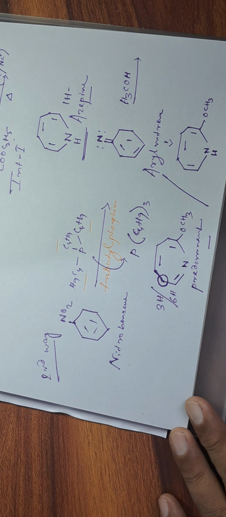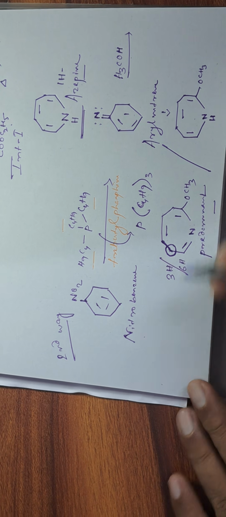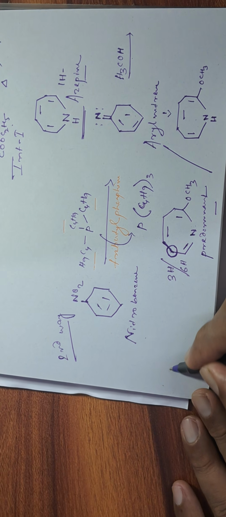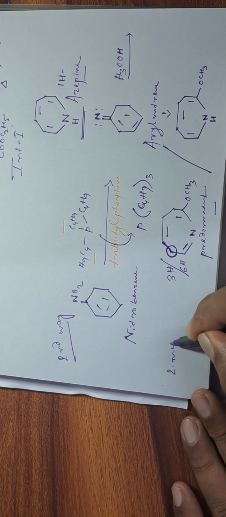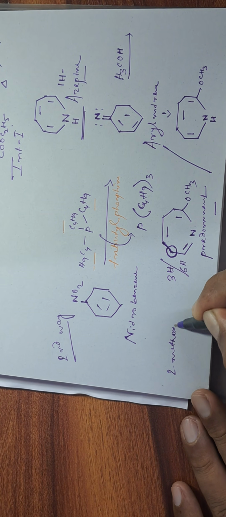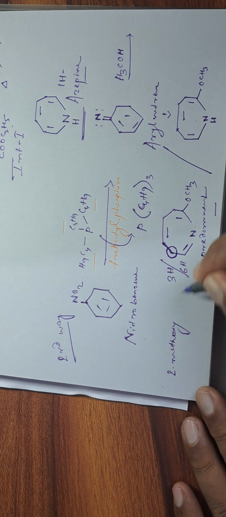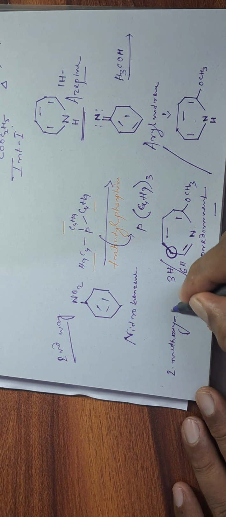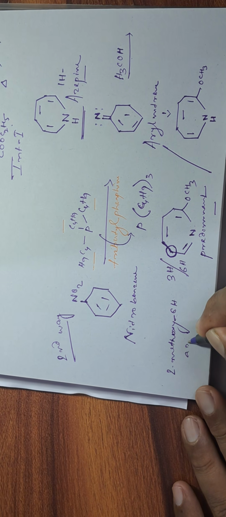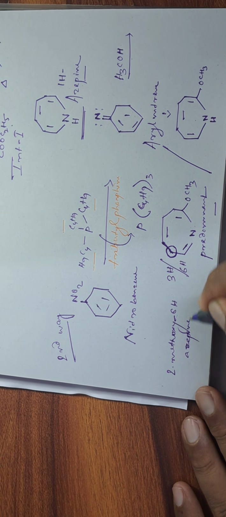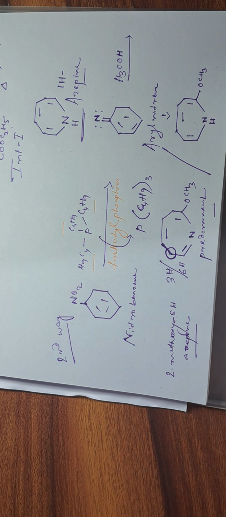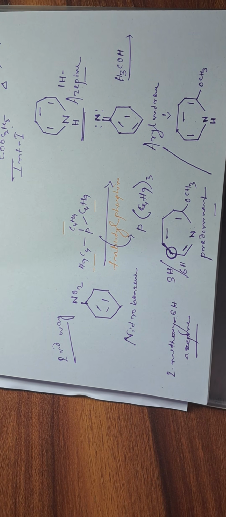Fine. So thus we can write the product as, if I say this is 2-methoxy, then 2-methoxy 6H azepine. So this is the one that is getting formed once the reaction is over, right?